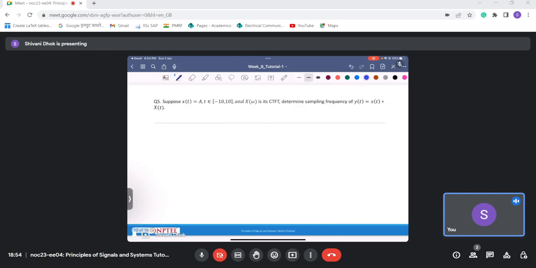Let us look at the next question, which is the fifth question of today's session. And what it says is, let's say x(t) is equal to a for t in minus 10 to 10. So let us first draw this signal. Okay, so this is x(t). It is non-zero for minus 10 to 10, something like this. So this is t, this is x(t), and its magnitude is a.